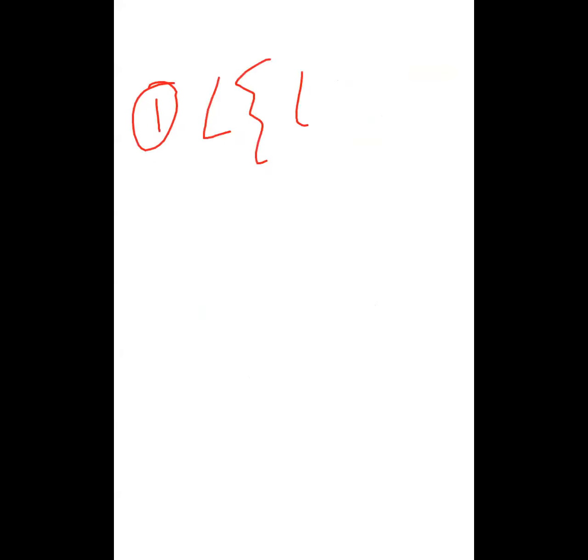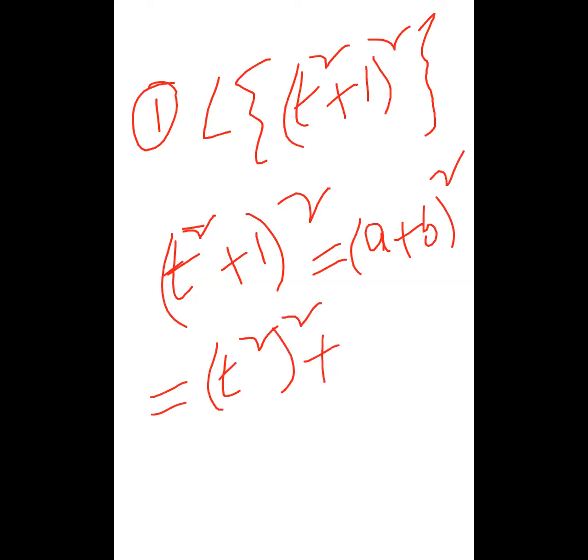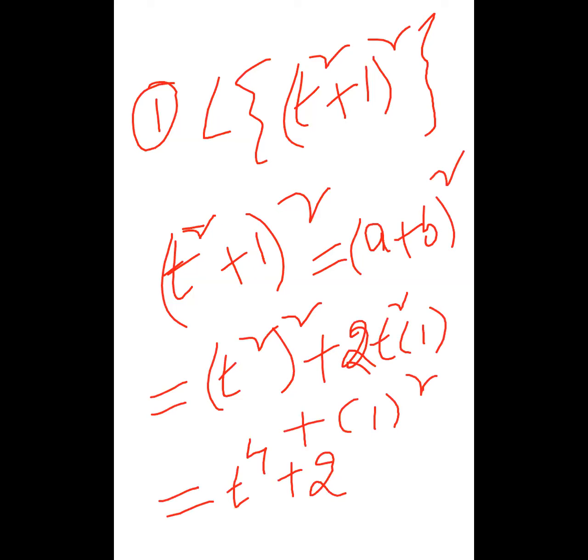The Laplace of (t square plus 1) whole square. Now expand (t square plus 1) whole square as (a plus b) whole square. Here a equal to t square and b equal to 1. First a square, (t square) whole square, plus 2 into t square into 1, plus b square, 1 square. So (t square) whole square equal to t power 4, and 2 into t square into 1 equal to 2t square, plus 1 square equal to 1.